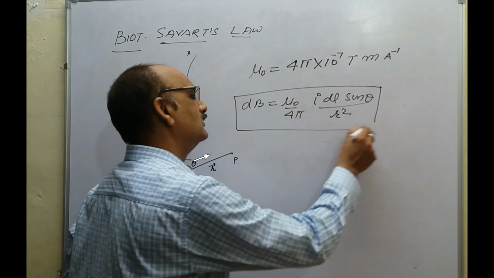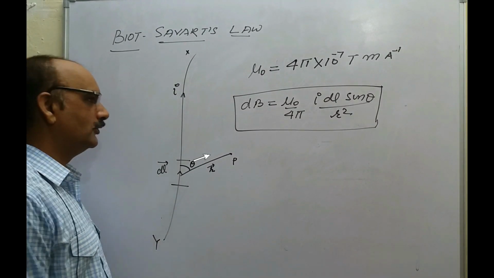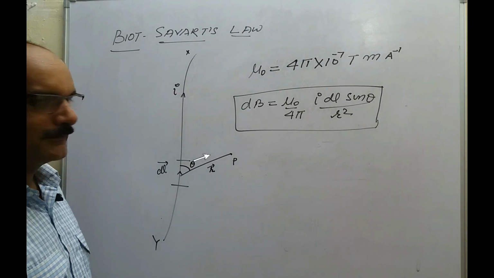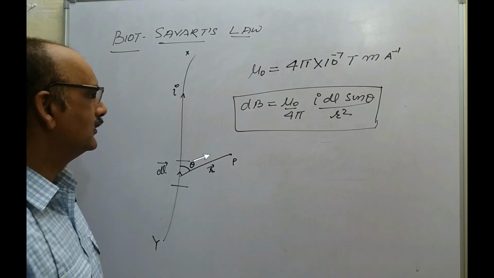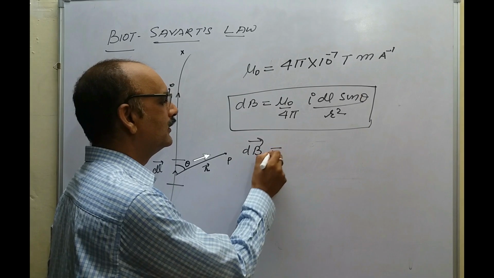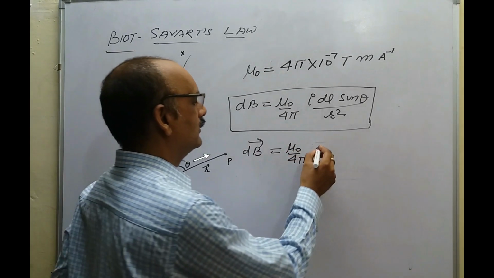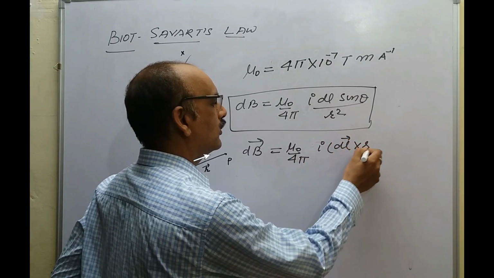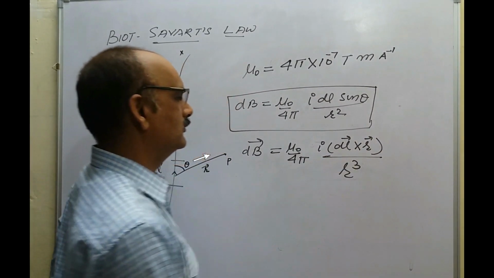This is the magnitude of the magnetic field due to the current element at the point P. But magnetic field is a vector quantity, so we write dB in vector form: vector dB equals mu naught upon 4 pi I dl cross r divided by r cube.